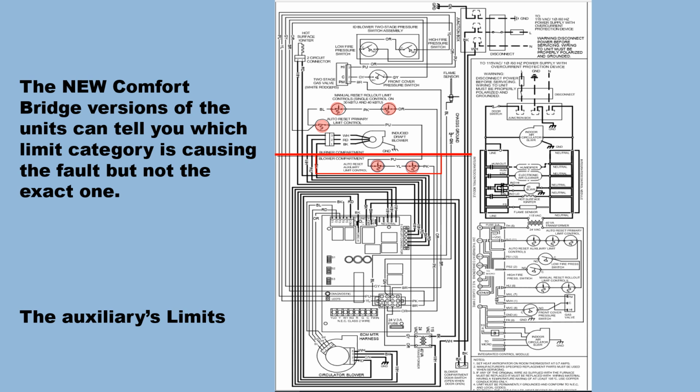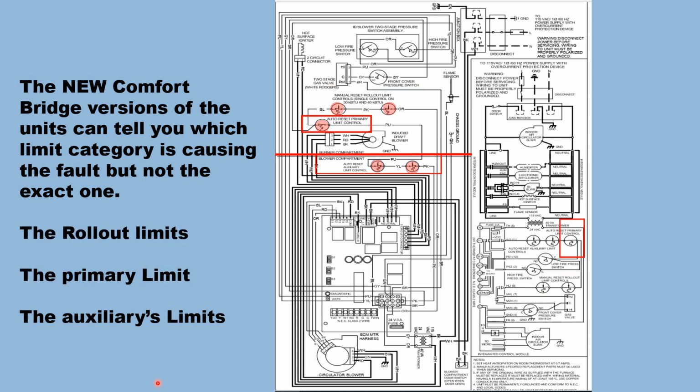The new Comfort Bridge versions of the units can tell you which limit category is causing the fault, and it could be the auxiliary limits, the rollouts, the primary limits. It can be any of those three.